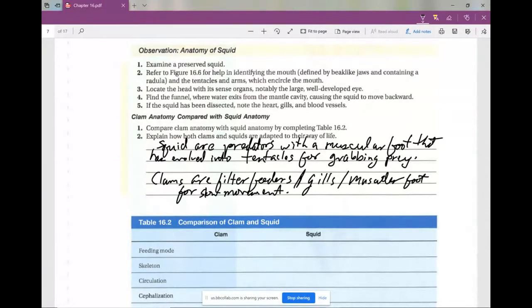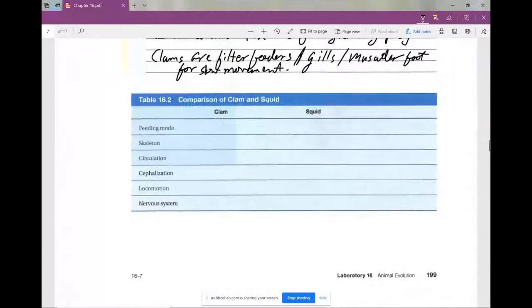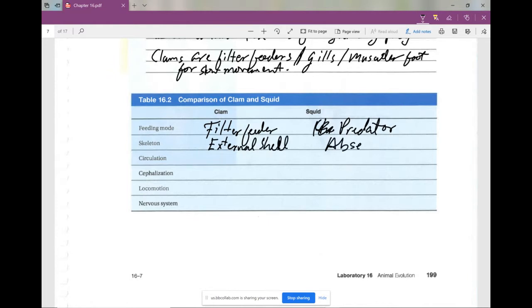Right? Clams don't need to move around too much. All right, feeding mode. Filter feeder. Hunter. Let's call it a predator, right? Skeleton. External shell. Absent. I don't remember any skeletons in the squid. That little pen, that's not a skeleton.